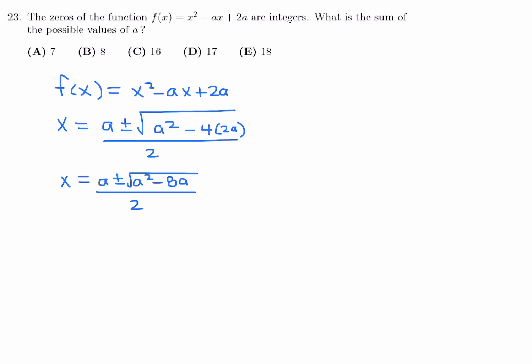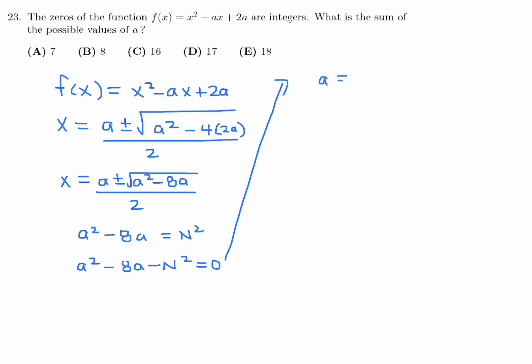Now, we want this to be an integer. The only way this can be an integer is if that radical disappears. So that means this has to be some sort of an integer. And in particular, what we mean is that that radical sign makes that an integer, so that means this is a perfect square underneath the radical. Okay, so now we work with this. This now becomes a squared minus 8a minus n squared is equal to 0. And again, let's use a quadratic on this guy.